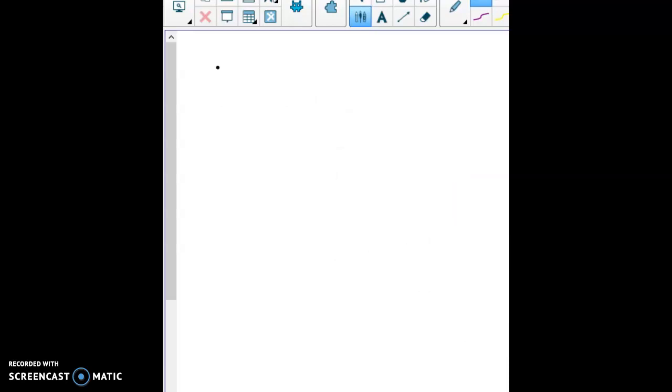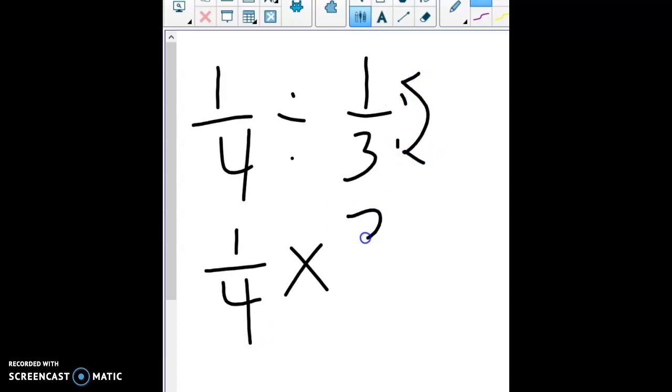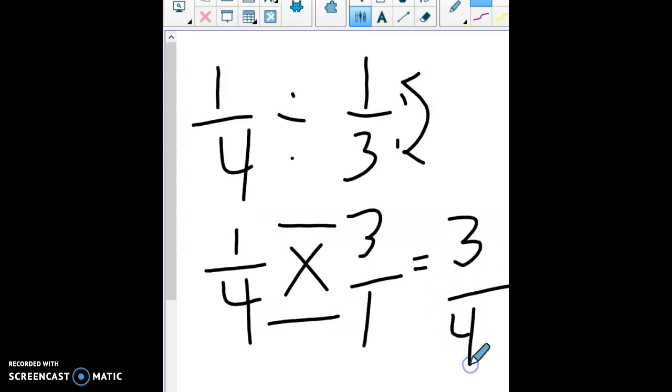If we want to divide two fractions, say 1/4 divided by 1/3. Again, we need to turn this into a multiplication problem. We cannot divide fractions, so we turn it into a multiplication problem by taking the reciprocal of the second fraction. We're going to flip this number over, it becomes 3/1. Then this is just a multiplication problem. We're multiplying straight across. 1 times 3 is 3, and 4 times 1 is 4. 3/4 cannot be simplified, so it is the final answer.